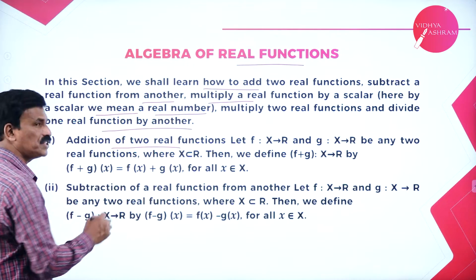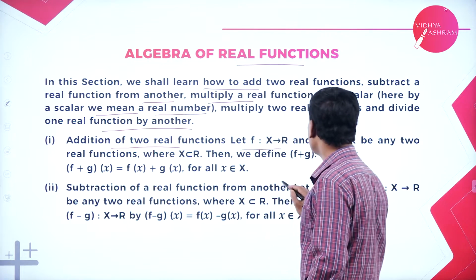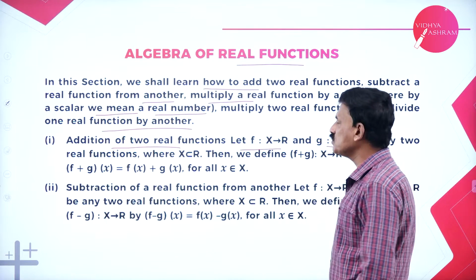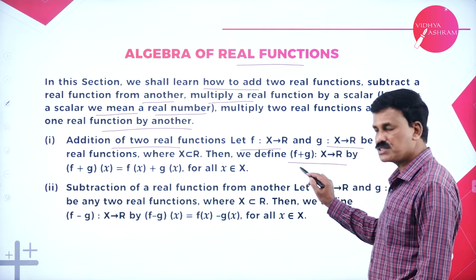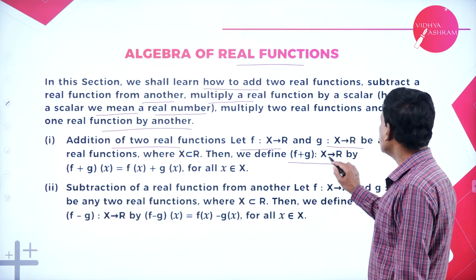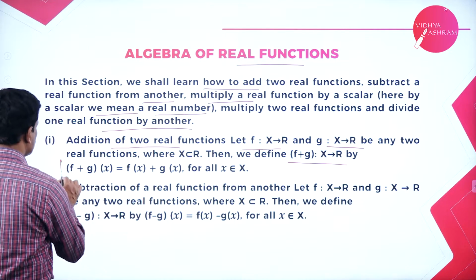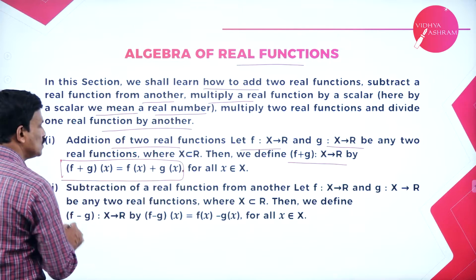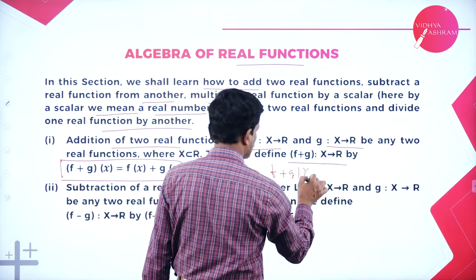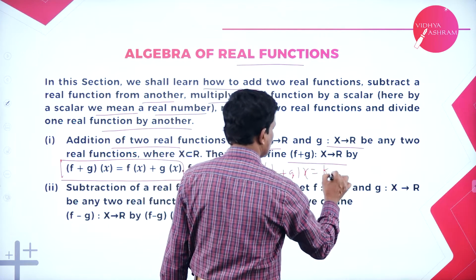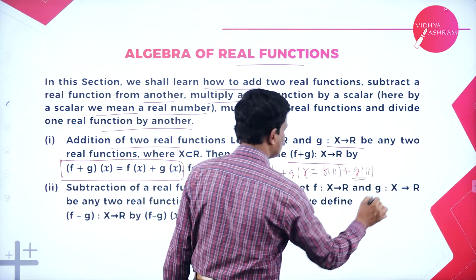So now, let us come to the addition of two real functions. Let f from X to R and g from X to R be two real valued functions, then we can define the function f plus g, that is addition, from X to R by (f plus g) of x is equal to f of x plus g of x. So this is called the addition. (f plus g) of x is nothing but just add the first function f of x plus g of x. That is called the addition of two functions.